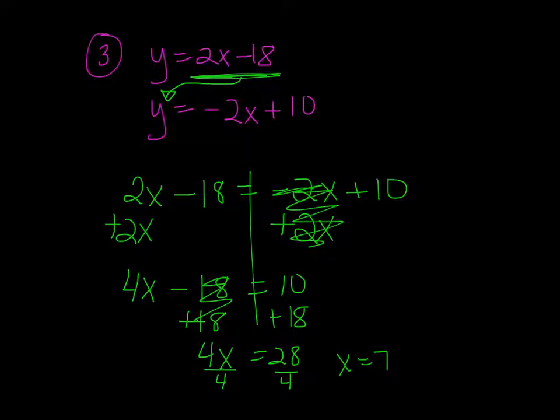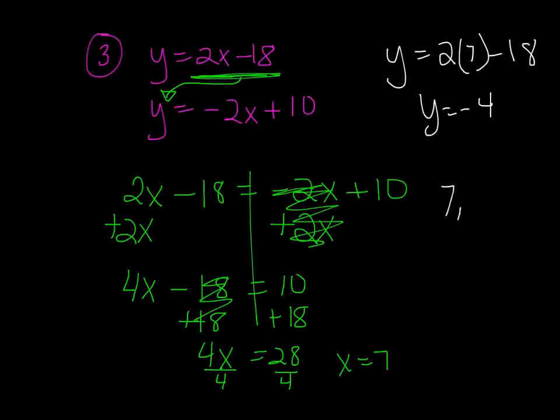So now I have my x value, but remember when we're talking about a system of equations, we're talking about a point where they intersect, so an x and a y. So I'm going to take that x and plug it into one of my equations up here so that I can find my y. So I have y equals 2 times 7, which is 14, minus 18, which is negative 4. So y equals negative 4. So my point of intersection is 7, negative 4. And that's my answer. That's all I have to do.